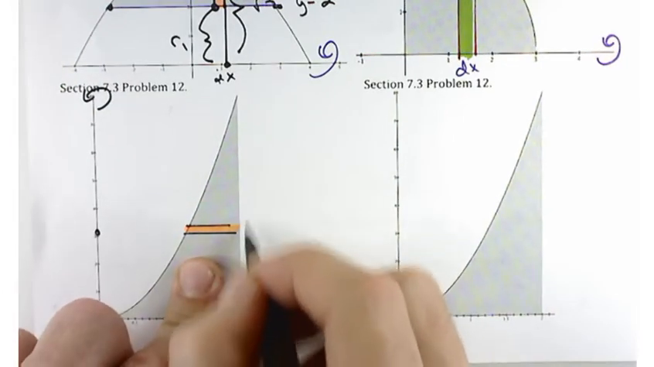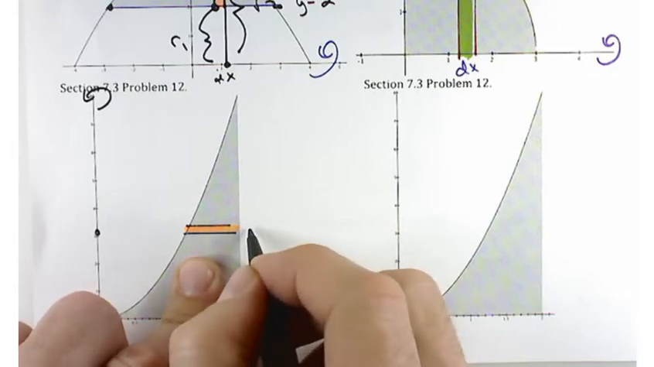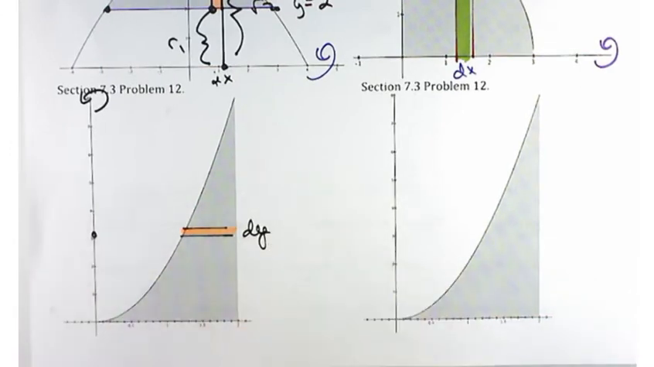What's the thickness or height of my slice? dy. That dy is important. I always write it down here, but the reason I write it is because that's telling you that your integrand has to be in terms of y. So that's going to be a little bit more challenging then.